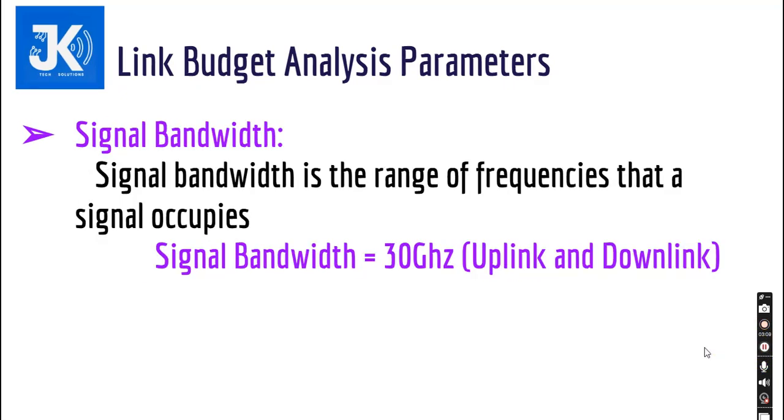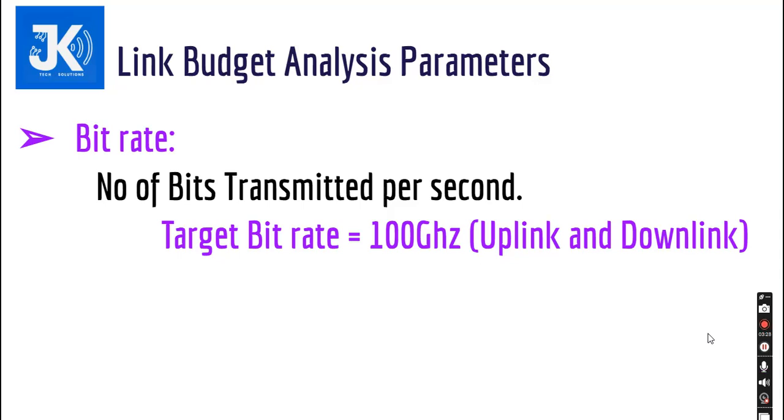Here the signal bandwidth is the range of frequencies that the signal occupies. In our link budget analysis, we have taken the signal bandwidth as 30 gigahertz for both uplink and downlink antenna. The next parameter is the bitrate. The bitrate is the number of bits transmitted per second. Here we have taken the target bitrate as 100 gigahertz. For example, with a target bitrate of 100 gigahertz, that much data can be transmitted at a time and even received at a time. So for both uplink and downlink we have taken 100 gigahertz as our target bitrate.